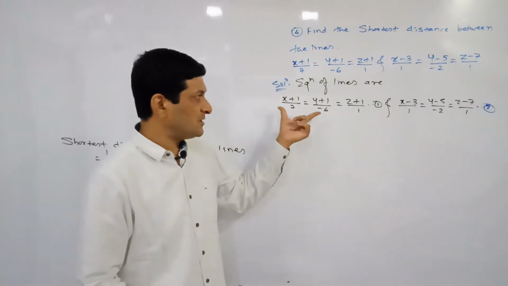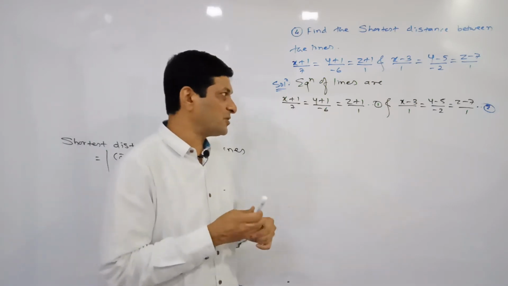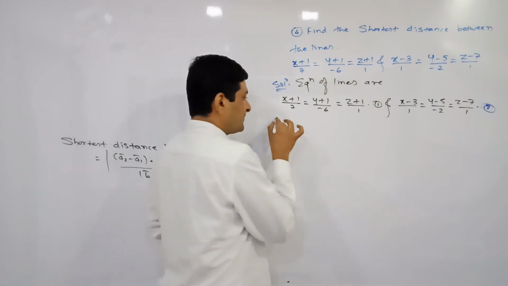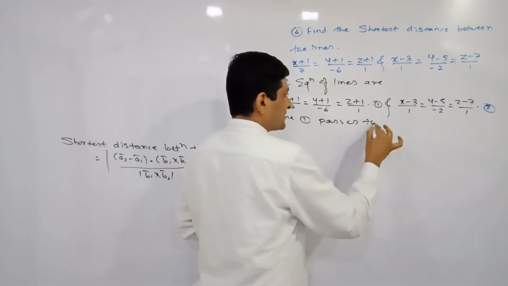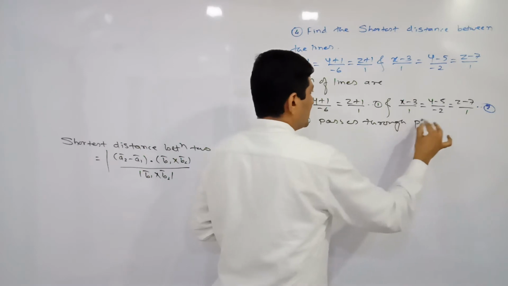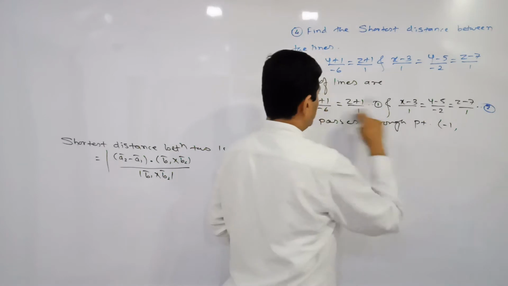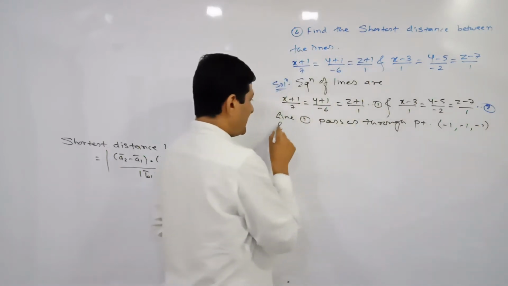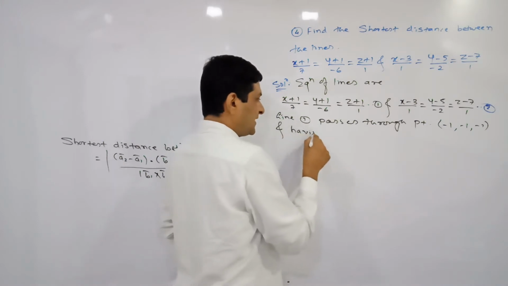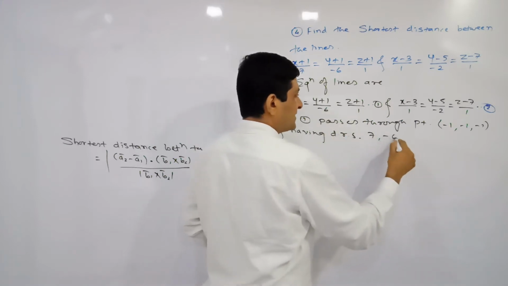Now from equation number 1, we will get the coordinates of one point on the line and the direction ratios of the line. So here we can say that the first line passes through a point. What are the coordinates of that point? Here plus 1 is there, so we take minus 1, here also we get minus 1, and here also we get minus 1. And the direction ratios are 7, minus 6, 1.